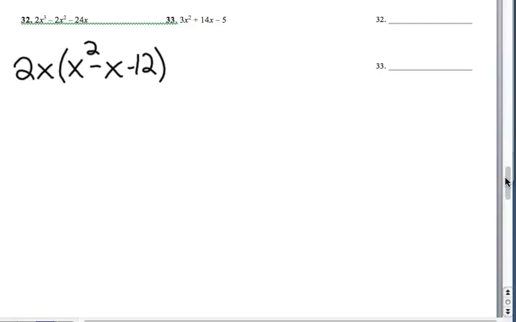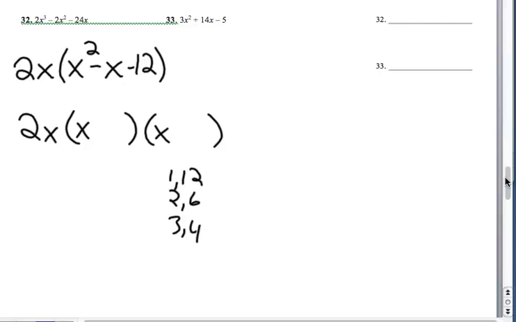Now, here's a case where it actually does continue factoring. I actually can get my two parentheses out of this. x squared comes from x and x. Two things that multiply to negative 12. So that can be 1 and 12, 2 and 6, 3 and 4. I do notice that it's a negative though. So that means I'm looking for two things of opposite sign. And to end up with a negative 1x, I'm going to need a minus 4 and a positive 3. Because those multiply to negative 12 while adding to negative 1.